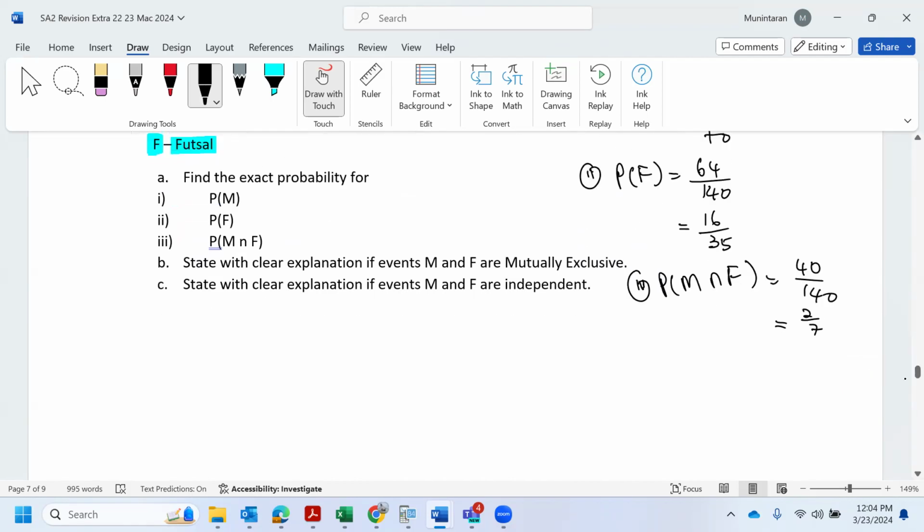State with a clear explanation whether the events are mutually exclusive or not. Of course, they are not mutually exclusive. Hello, sir. I think the total is 130. Not 140. Is that right, people?